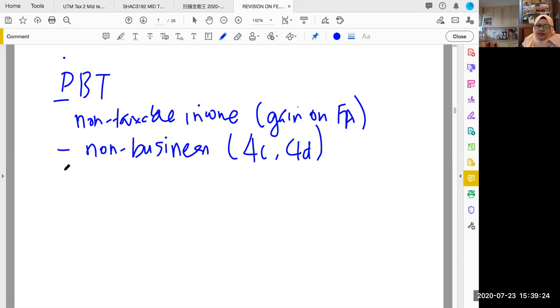Okay, then only you add your non-allowable expenses. All right, so this one refers to your section 39. So any expenses which are not incurred wholly and exclusively in the production of your business income, you have to add back.